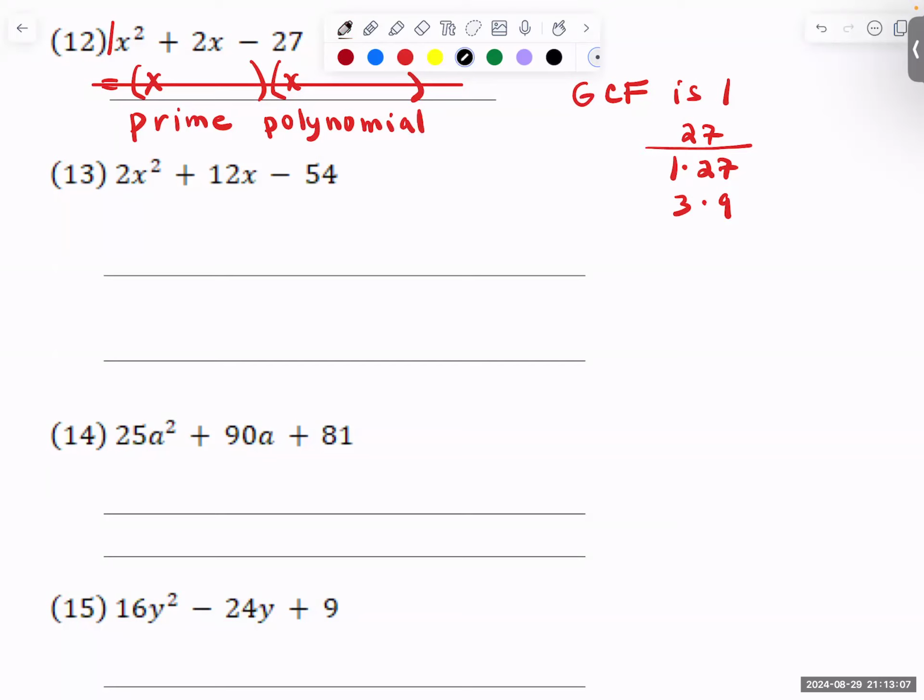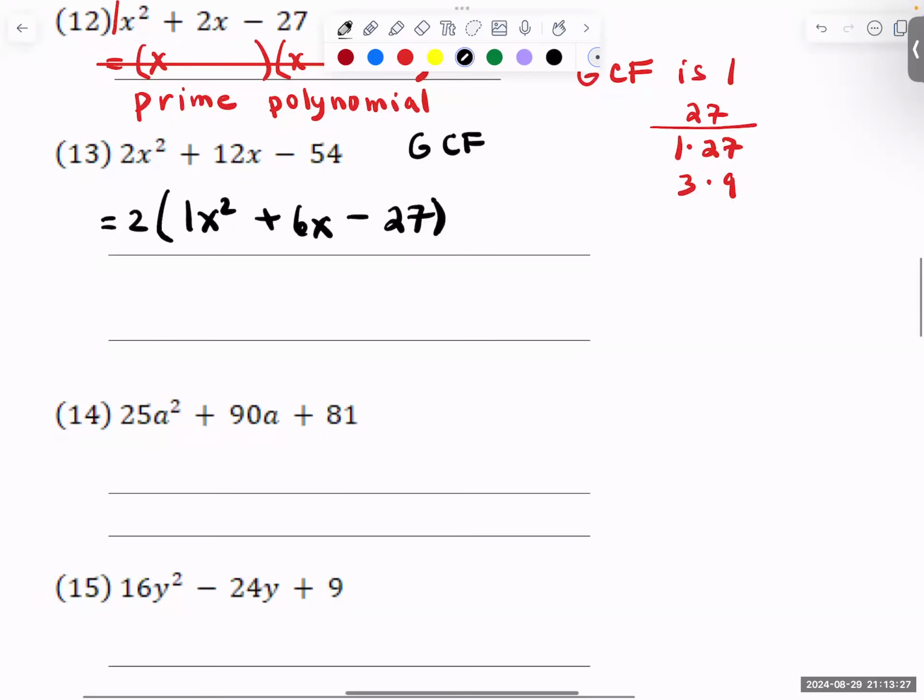Number 13, second degree trinomial. There is a common factor, greatest common factor of 2. We'll factor that out, 2 times x squared plus 6x minus 27. So inside the parentheses, we have a second degree trinomial again. So we'll try to factor it as a product of two binomials.